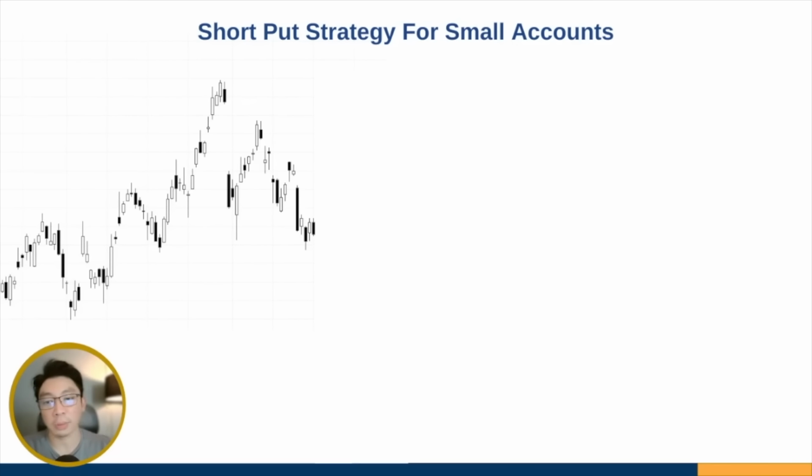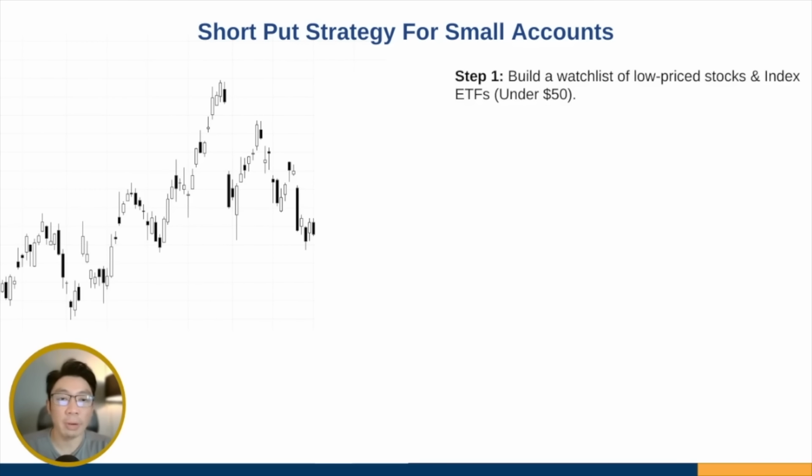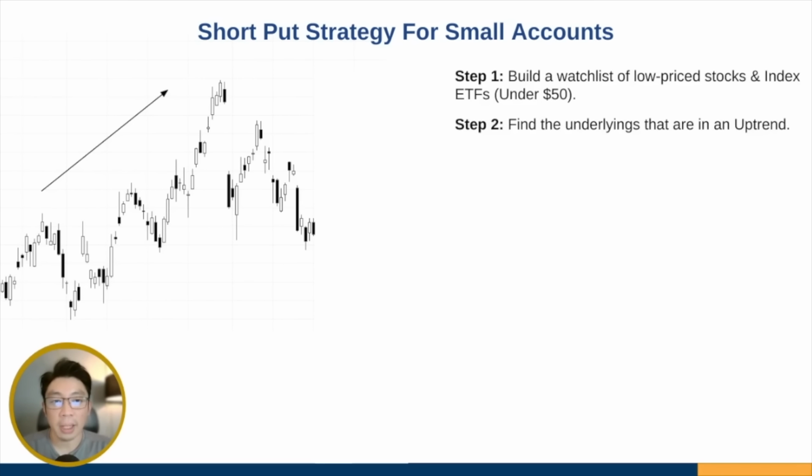All right, so let's get into the actual steps of how you put on the short put strategy for small account. So step number one is to build a watch list of low price stocks and index ETFs, preferably under $50, because that's where you are able to have the short put whereby the buying power is manageable, right? Basically under $500. Now, the second step, now that you've already built a watch list of all these low price stocks and index ETFs, what you want to do is to go through each of them, right?